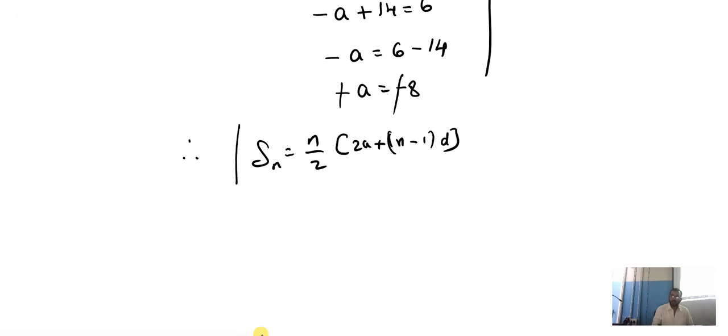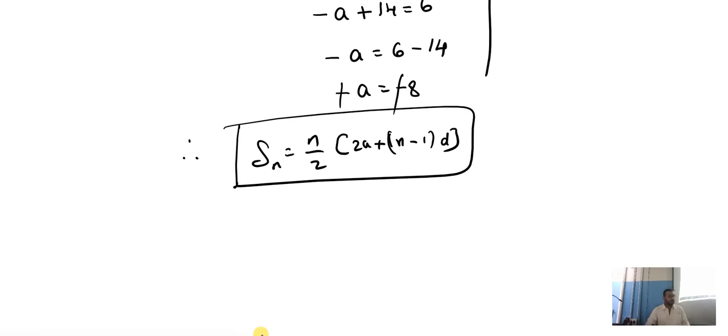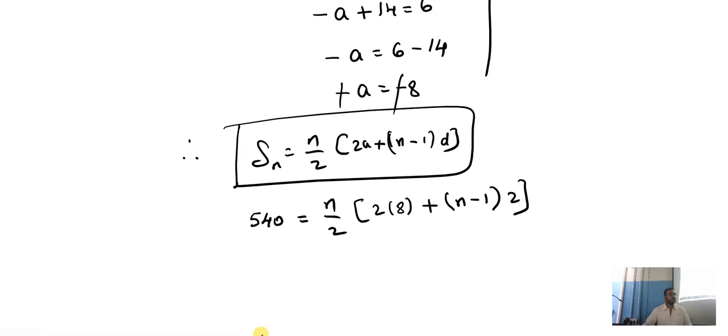Navya, can you tell me what is Sn? Sn value, sum of n terms? Yeah, it is 540 is equal to n by 2. n we don't know. 2 into, what is the value of A? Just now we got? 8. Sure? Yes. Yeah, 8. Plus n we don't know. Minus 1. What is the value of D? 2. Children, are you sleeping? Very good. Okay. Observe.